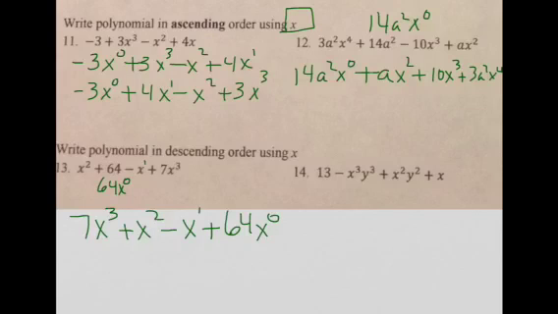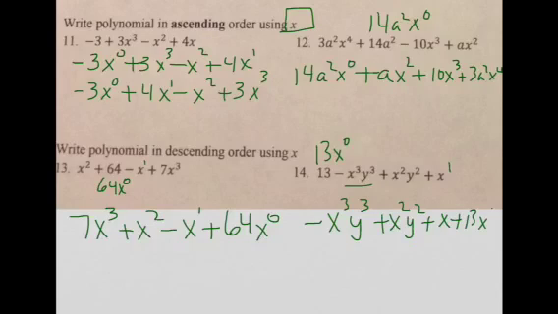All right, let's look at this one. This is going to be 13x to the 0. And this is going to be x to the 1. And now we're going to find the largest x exponent, which is going to be right here. So it's going to be negative x cubed y cubed, plus x squared y squared, plus x, plus 13x to the 0. Now, when we are actually doing the simplifying, we want to go back and take any of the terms that has the x to the 0 and just write it without the x. So this is going to be negative x cubed y cubed, plus x squared y squared, plus x plus 13.